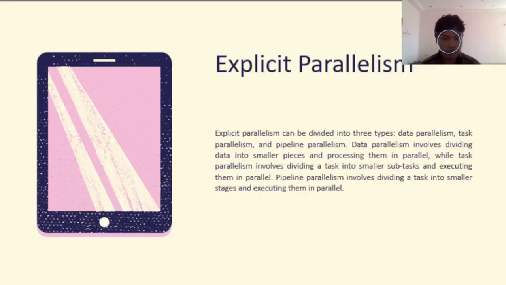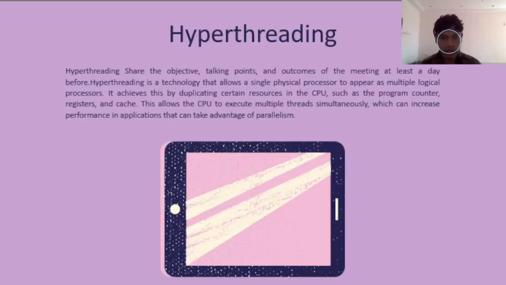So the first is explicit parallelism. Explicit parallelism is a technique used in game engines to take advantage of multiple processing units to improve performance. Two common examples of explicit parallelism are hyper-threading and multi-core CPUs.